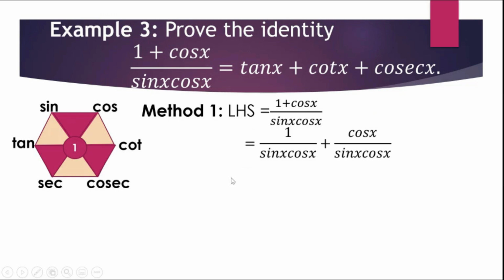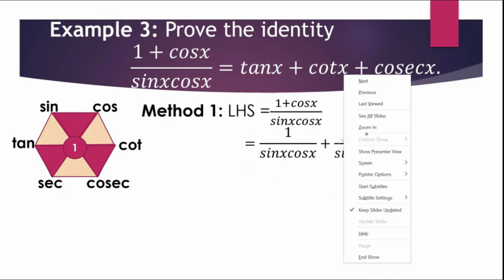Ano pa kaya yung pwede natin gawin dito? Keep in mind that your goal is to produce tan x, cotangent x, and cosecant x. Keep in mind that you have to produce tan x, cot x, and cosecant x out of what you have here. So, ano yung napapansin natin? Can we simplify either of them? Yes, we can simplify the second fraction here.